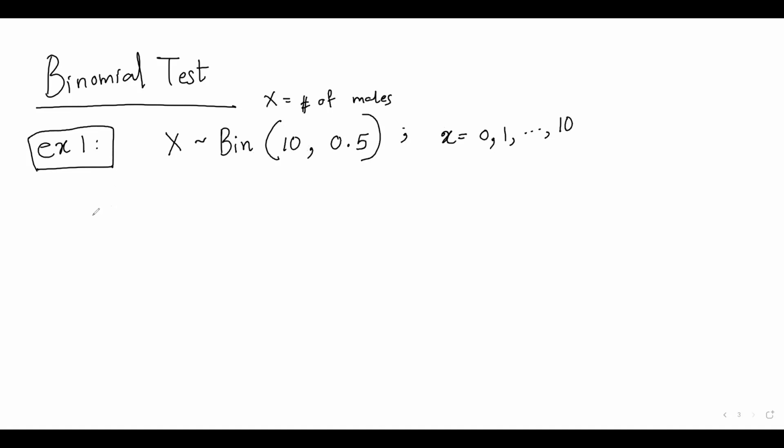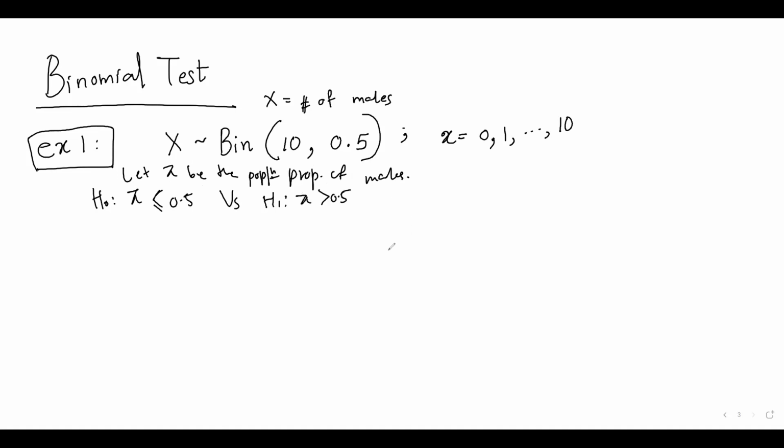How do we do this hypothesis? So I'll just write H naught once again here. You have to write, let phi be the population proportion of males, right? So let's notice, this is what we want to check.